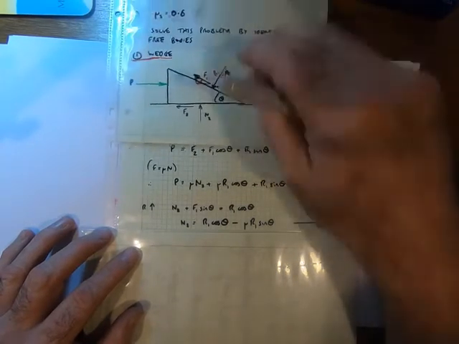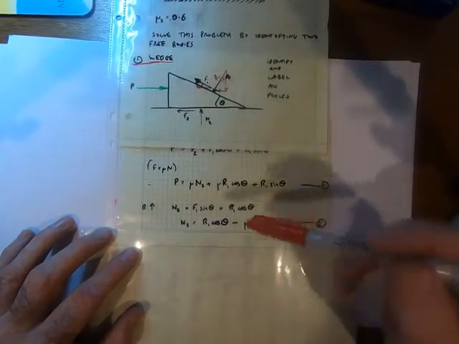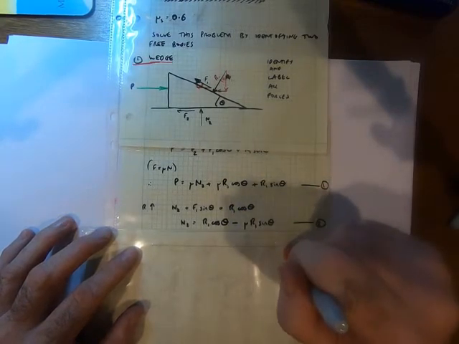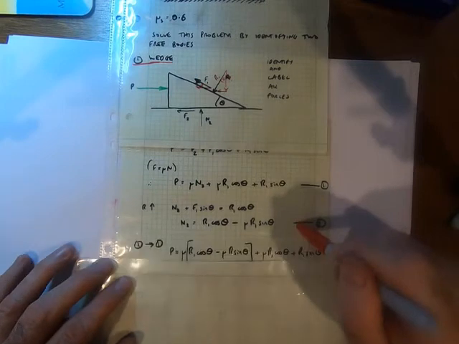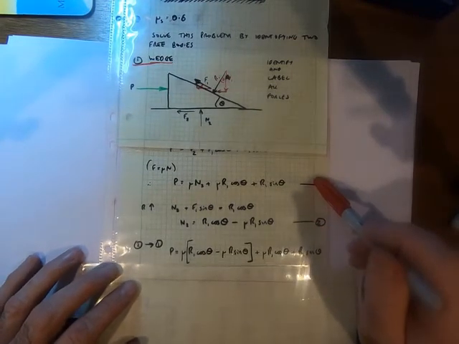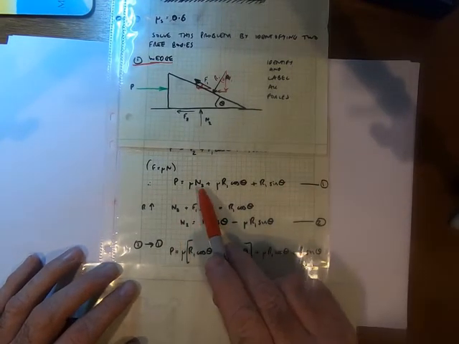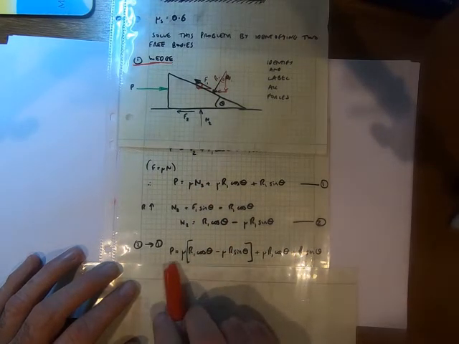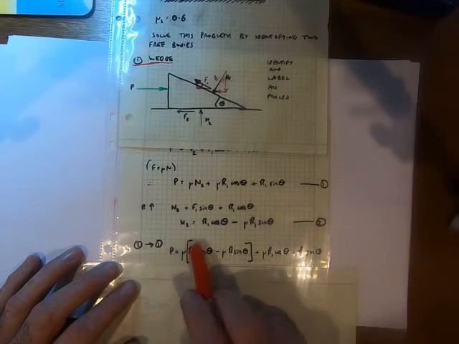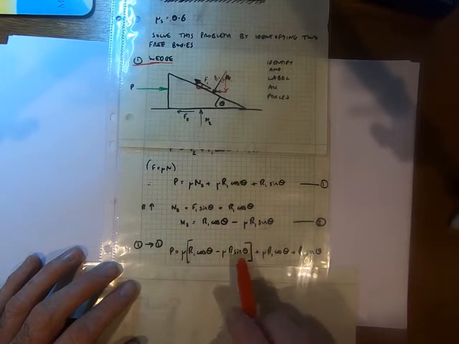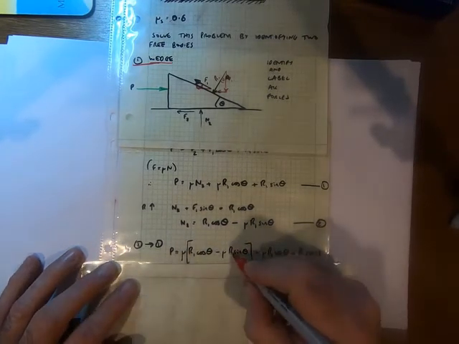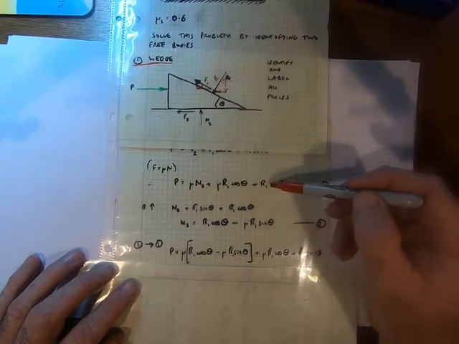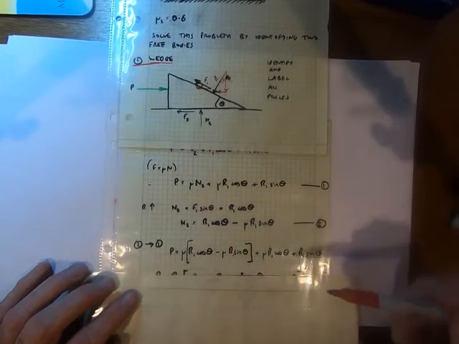Well, I've got two equations and a bunch of unknowns here, more unknowns than equations, so I'm not going to be able to solve it at this point, but I can simplify these two equations. So putting 2 into 1, I'm going to put the N2 into here to eliminate N2. P now equals mu times N2, so mu times R1 cos theta minus mu R1 sine theta. Let's keep R1 in there. Plus mu R1 cos theta plus R1 sine theta. So this is my 2 into 1.